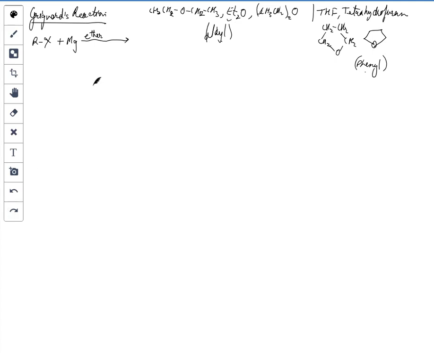Now the mechanism with this reaction is again the same. The only difference is magnesium is a bivalent metal. Being a bivalent metal, magnesium is able to react with the halogen as well as carbon at the same time. So the compound that we end up with is RMgX. Now this RMgX is called the Grignard reagent.